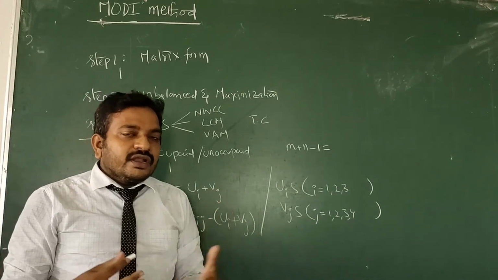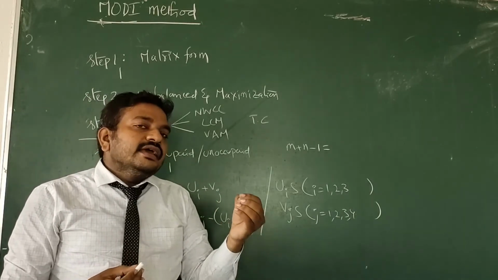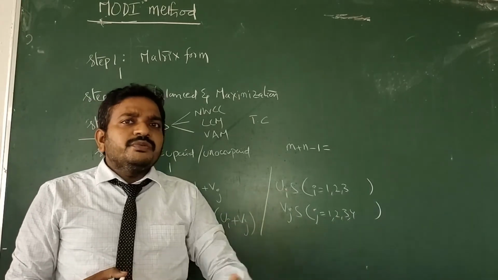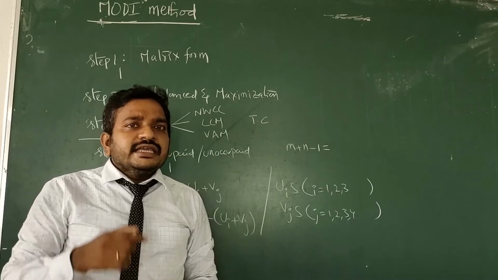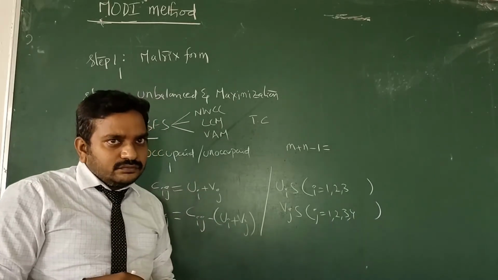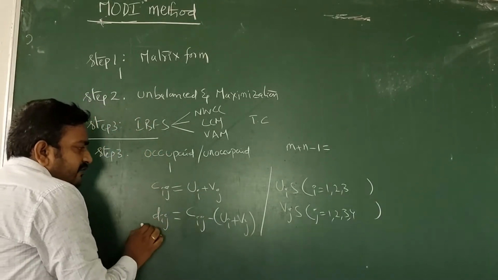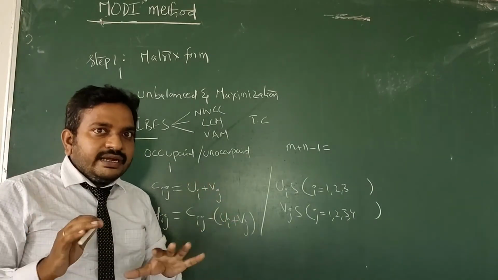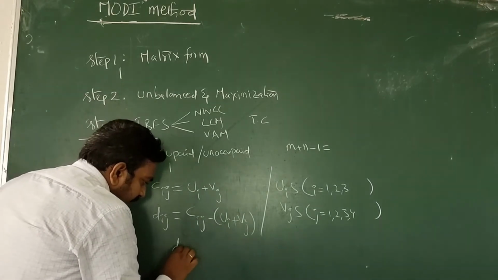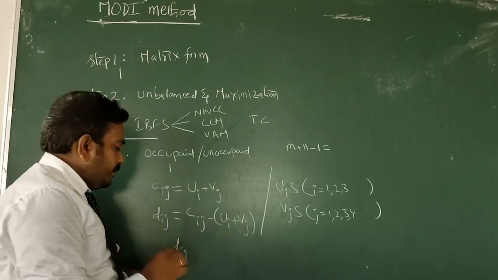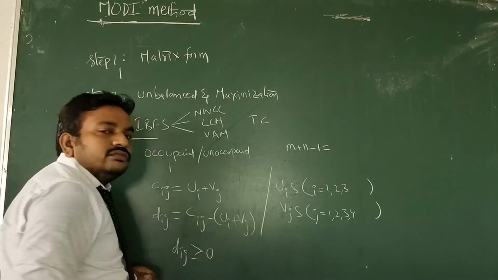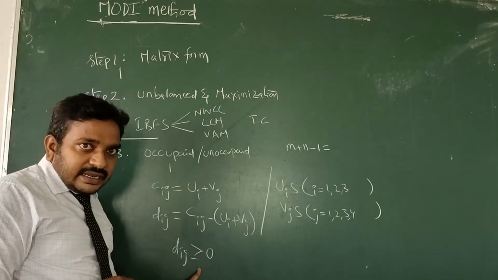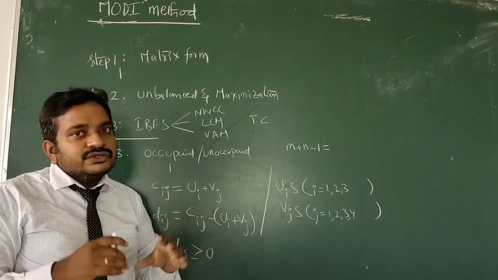Where there is the maximum number of allocations, there assign the Ui or Vj value as 0. Few people also follow a simple technique: initially Ui equal to 0. After finding out all values, the only criterion we need to meet is that all Dij values must be greater than or equal to 0. If so, then you reach the optimal solution.